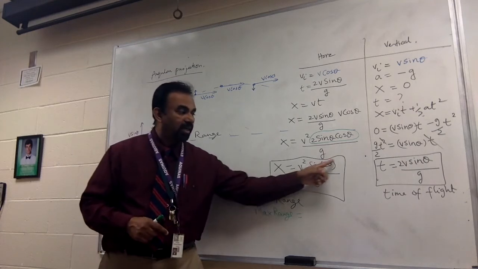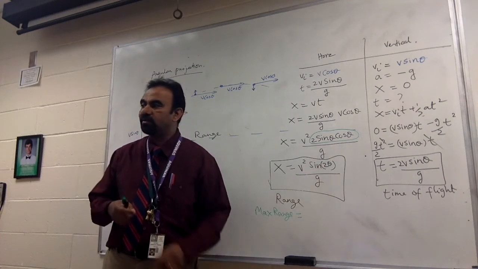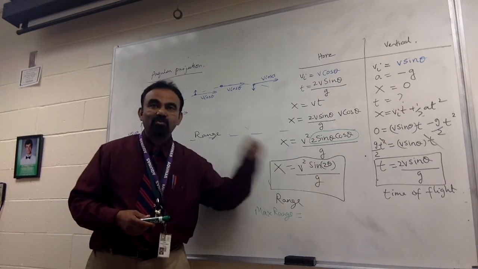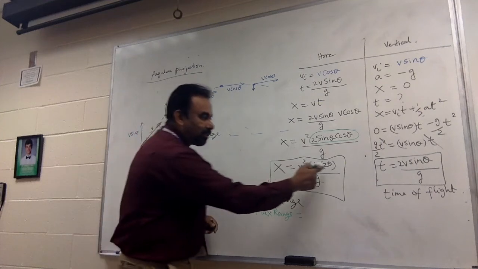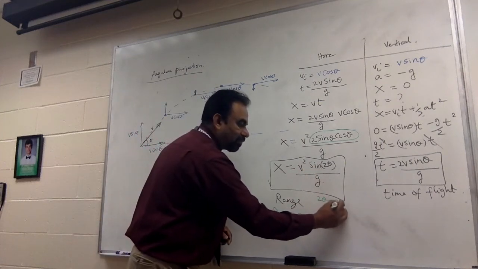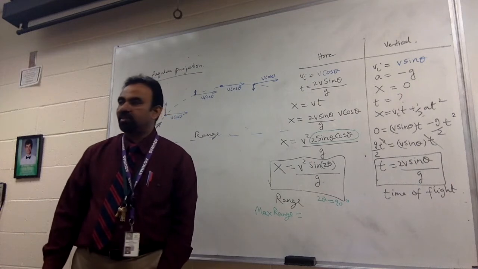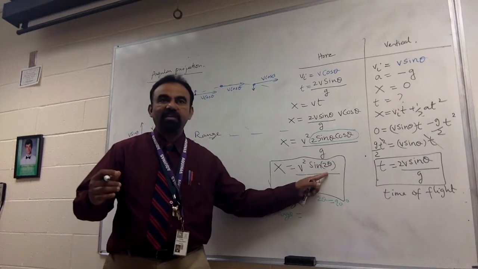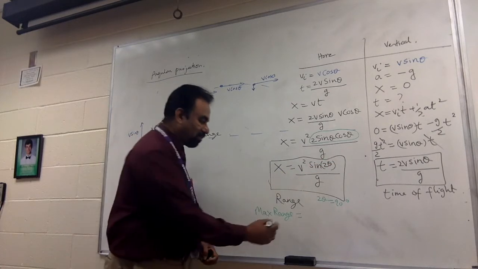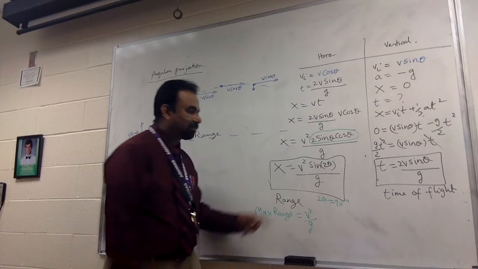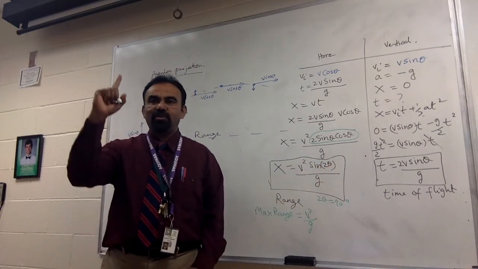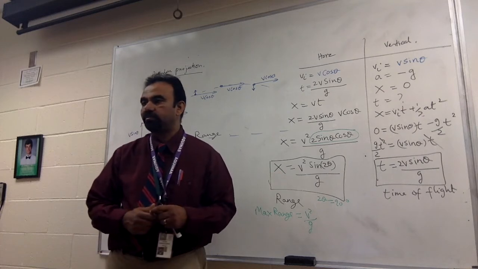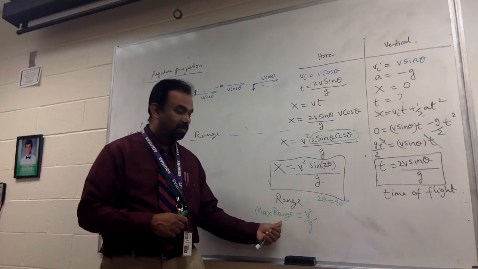So sine of what angle is 1? 90. That means sine of 90 is 1, which implies 2 theta is 90 degrees, right? Because if 2 theta is replaced by 90 degrees, I get the maximum range. And what's the maximum range? V squared over g. Because if sine of 2 theta equals 1, then you get the highest value for x, the maximum range.